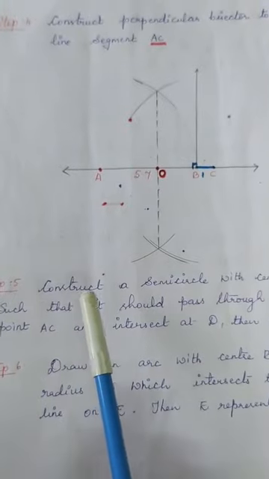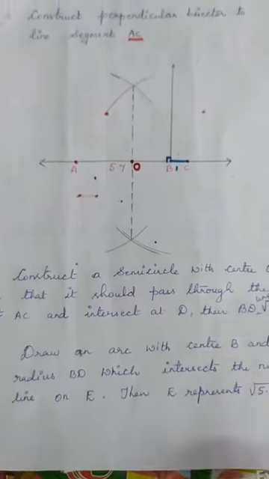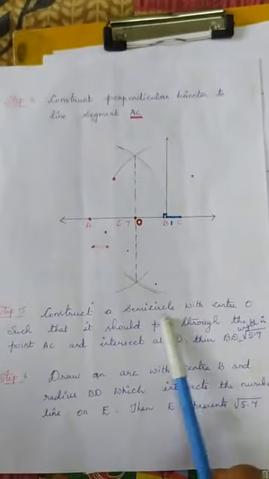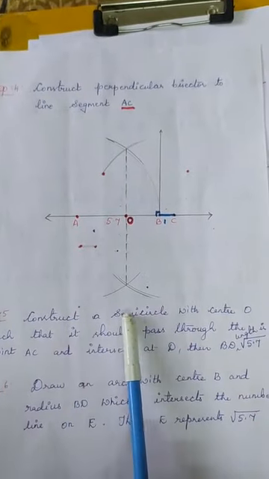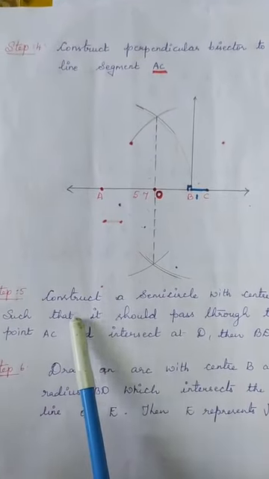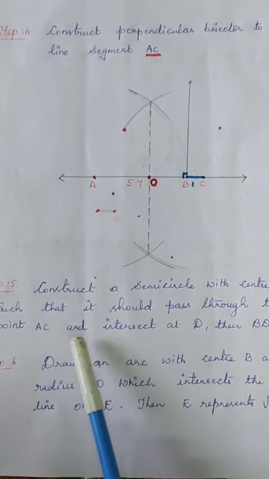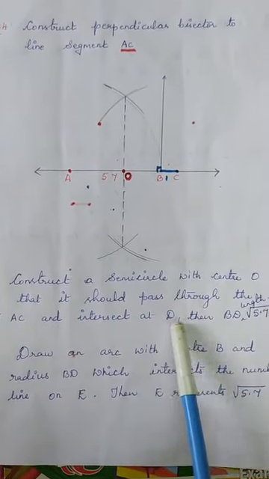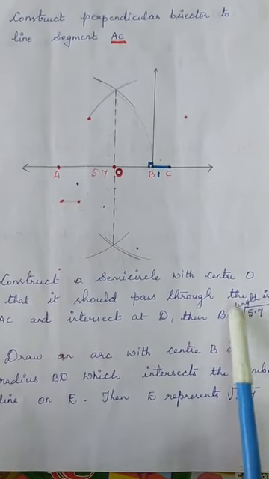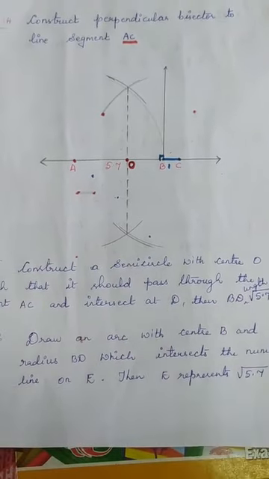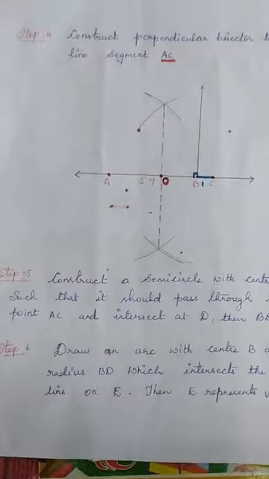Construct a semicircle with center O. Listen here. Construct a semicircle with center O such that it should pass through the points A and C and intersect at D. Then BD length is root 5.7. Listen, children, what they are telling.